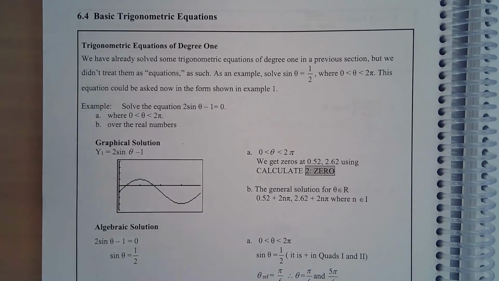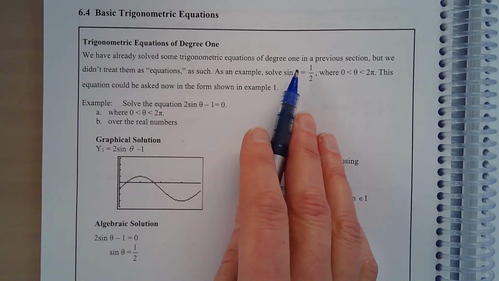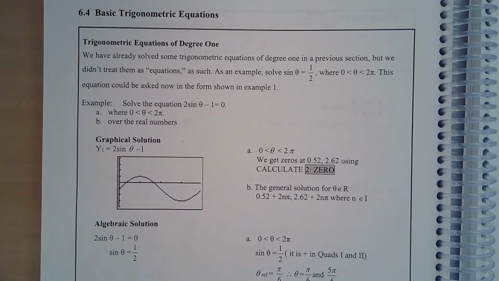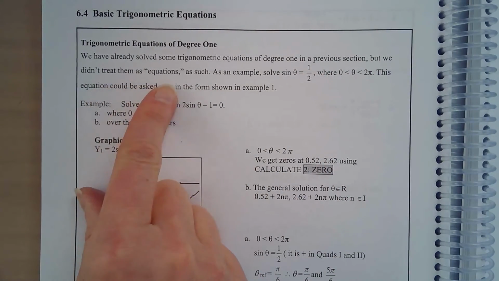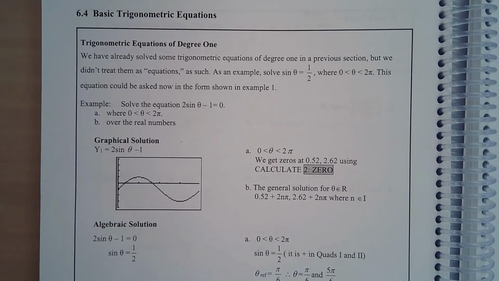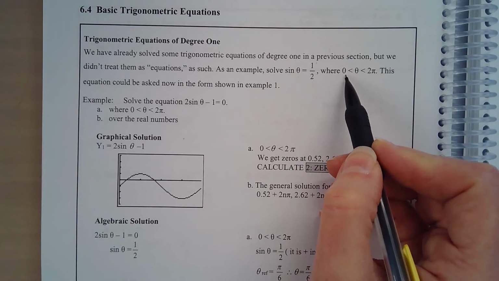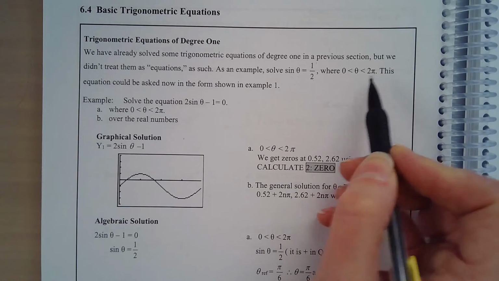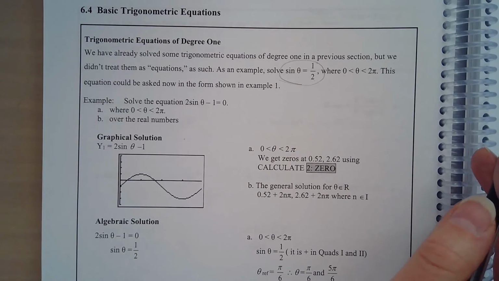But it says, I like how they printed it here. We have already solved some trig equations, degree 1, like very small baby equations in a previous section, but we didn't treat them as equations. Like I really didn't use the word equation a lot. I just kept saying find the angle, find the angle. And that's how we tend to introduce the trig equations. So it says, an example is solve sine theta equals a half over the domain 0 to 2 pi. This is actually a trig equation, right? A big trig equation. So we've already solved them.